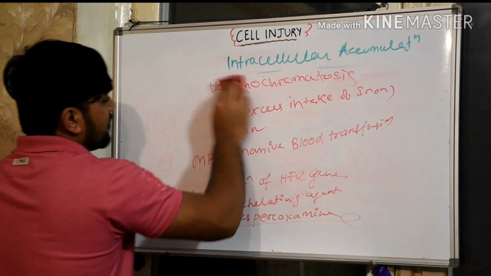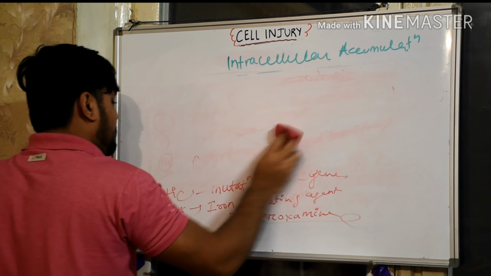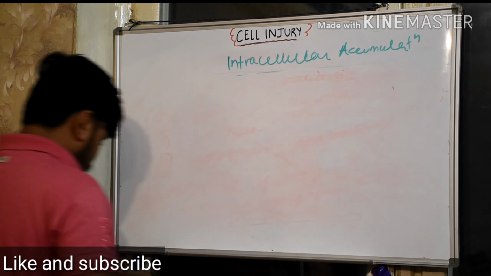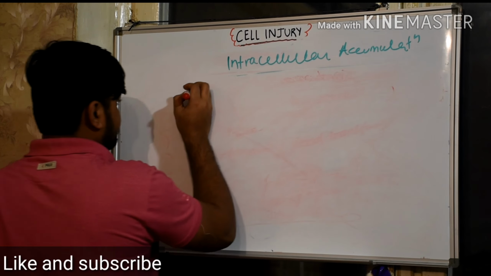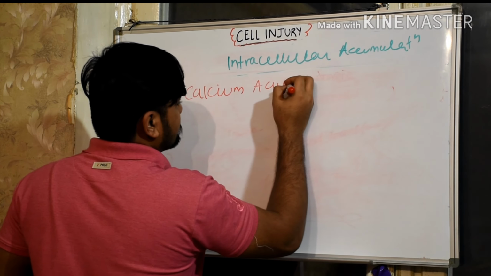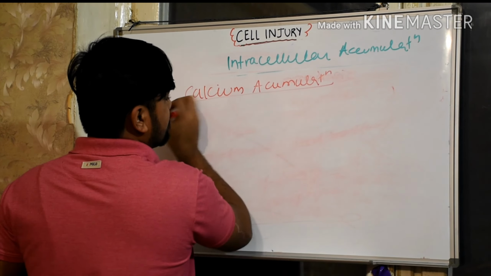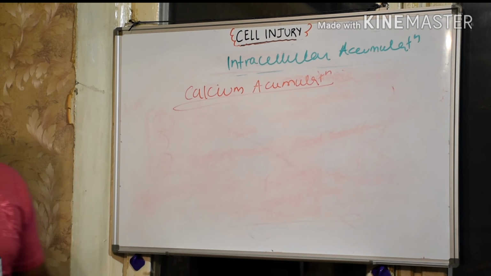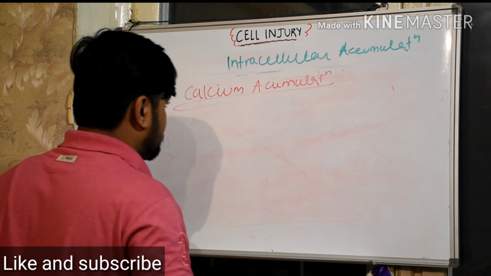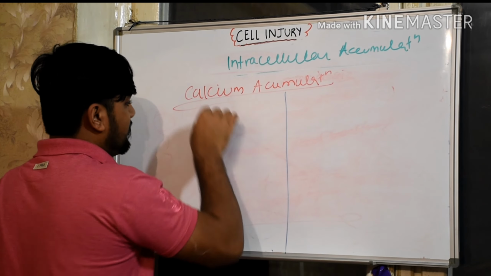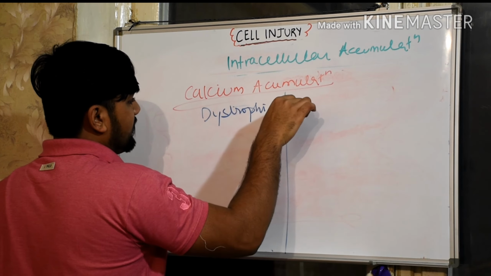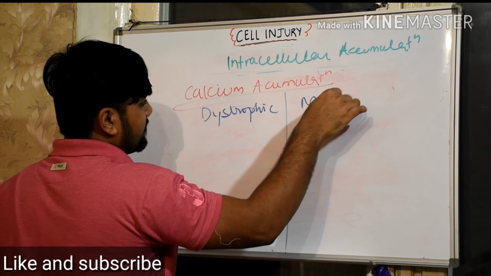Now we will move on to our last accumulation, that is calcium accumulation. Write down the definition. Accumulation of calcium is known as calcification. There are two types of calcification. Write it down, very simple. One is dystrophic calcification, one is metastatic.